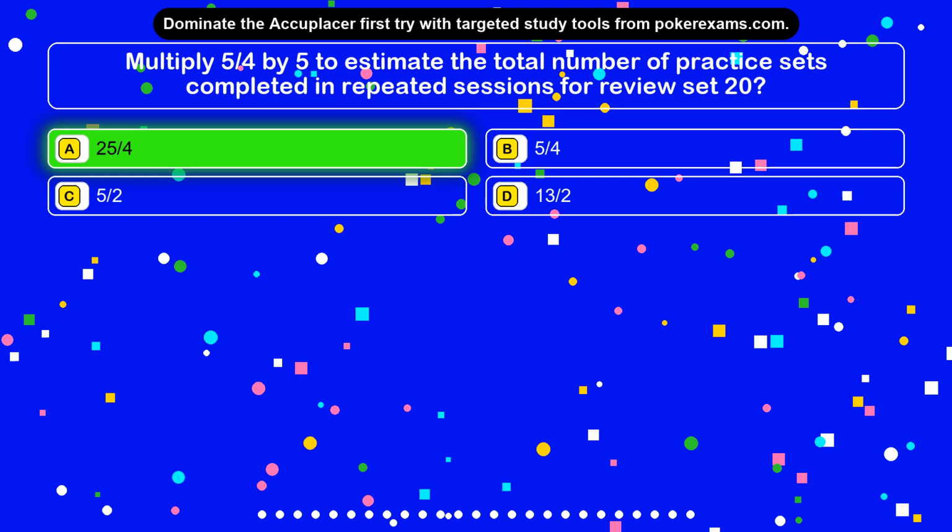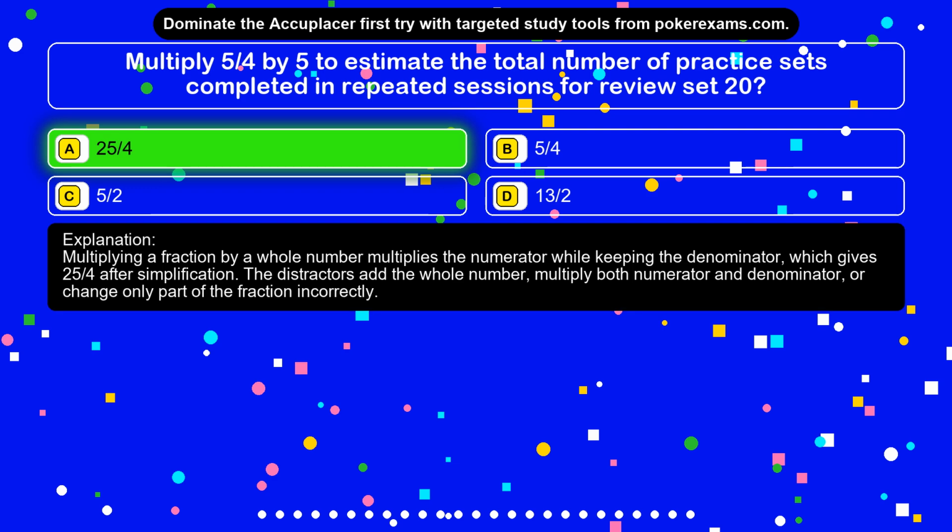The correct answer is option A, 25/4. Multiplying a fraction by a whole number multiplies the numerator while keeping the denominator, which gives 25/4 after simplification. The distractors add the whole number, multiply both numerator and denominator, or change only part of the fraction incorrectly.